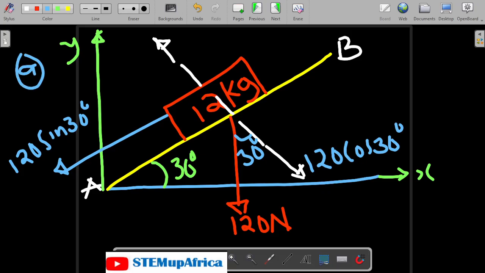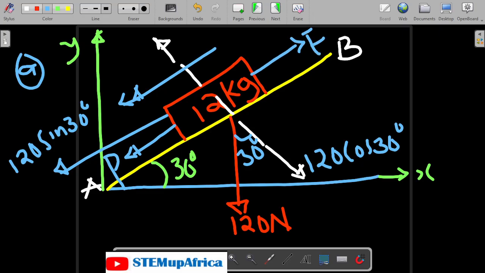It says to find the force P when the body is moving downward. So the force P is acting this way. One of the laws of friction states that frictional force opposes the direction of motion. So if the body is moving downward in this direction, frictional force F is going to oppose it in that direction. So what we have here now is a body in static equilibrium. There are conditions for that.